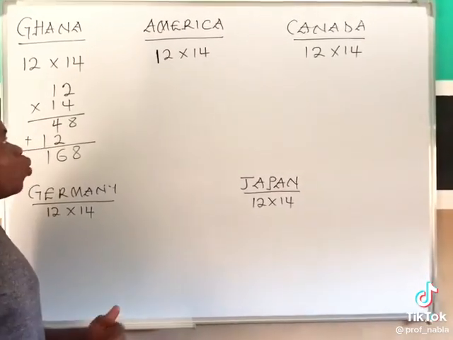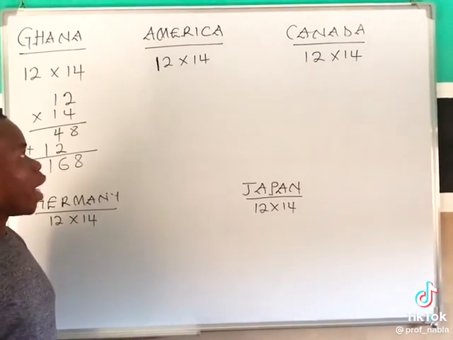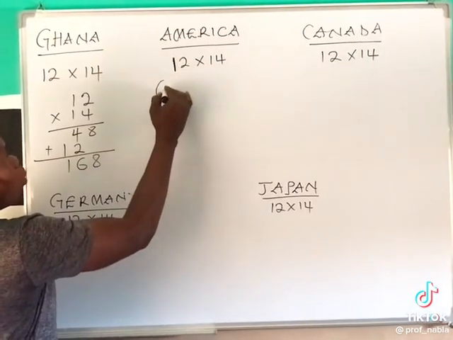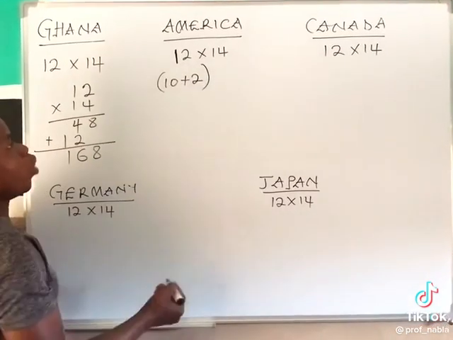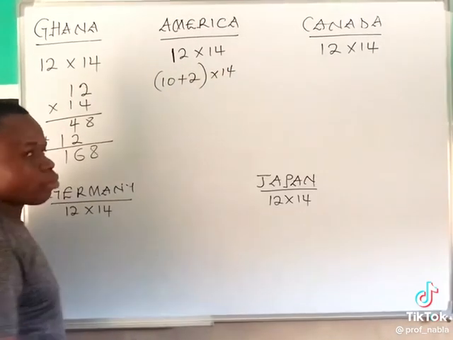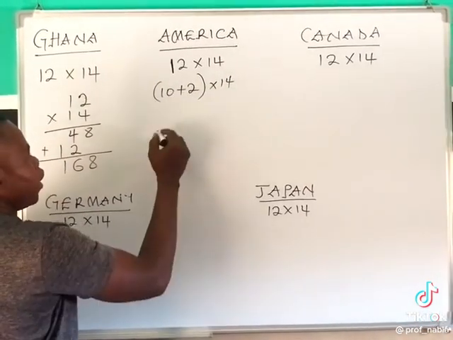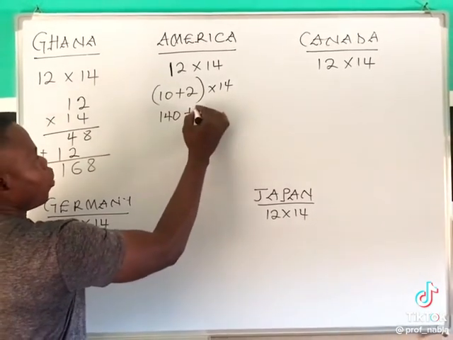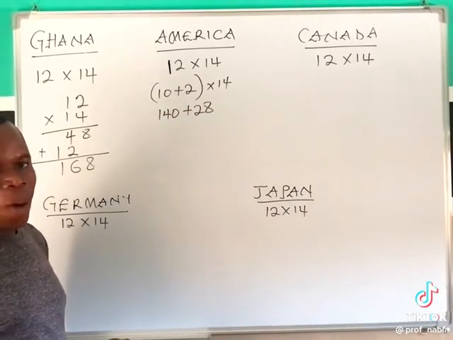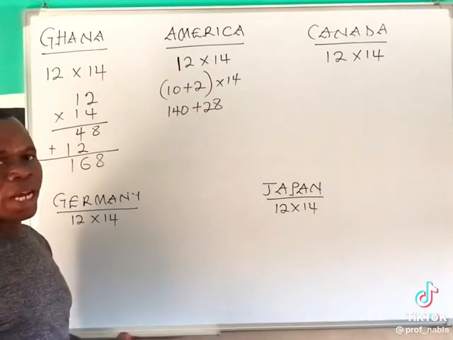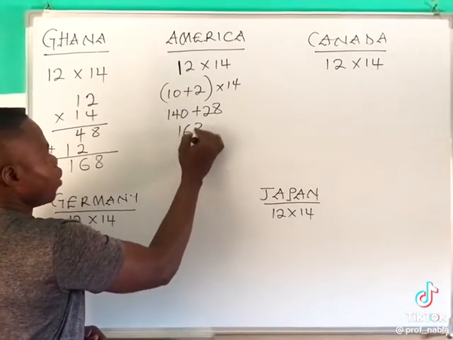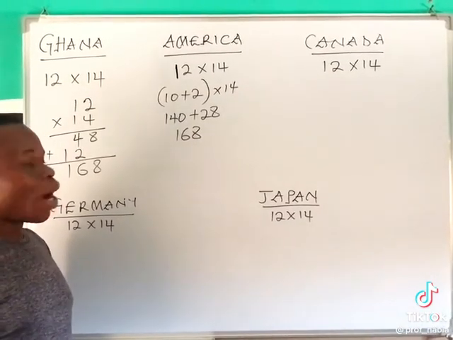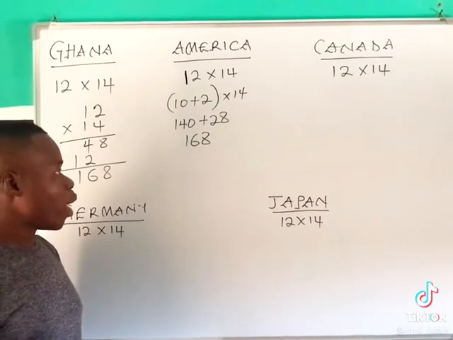Now let's move to America. How will an American student multiply 12 times 14? An American student will write 12 as 10 plus 2, which is still 12, times 14. Then take 14 times 10, that will be 140, plus 14 times 2, that will be 28. Then the student will add 140 plus 28 together, and you get 168. So this is how an American student will solve this particular problem.